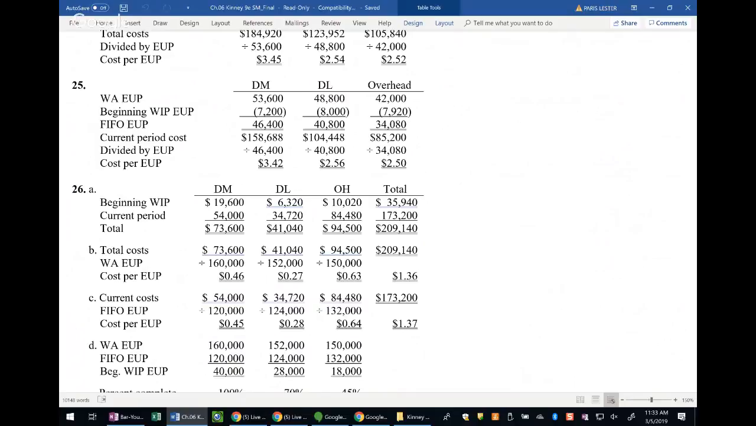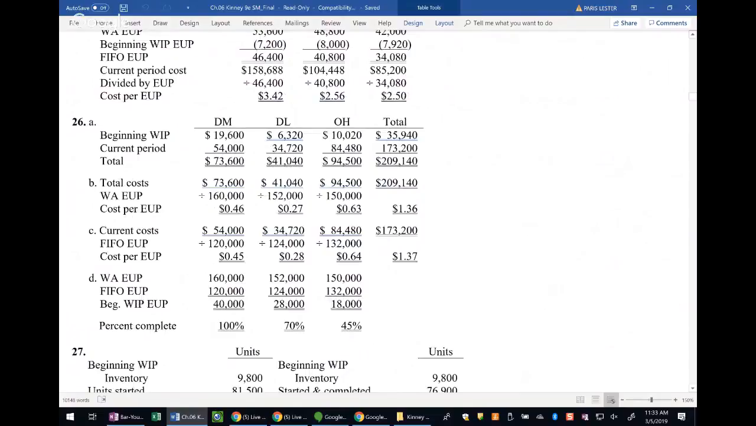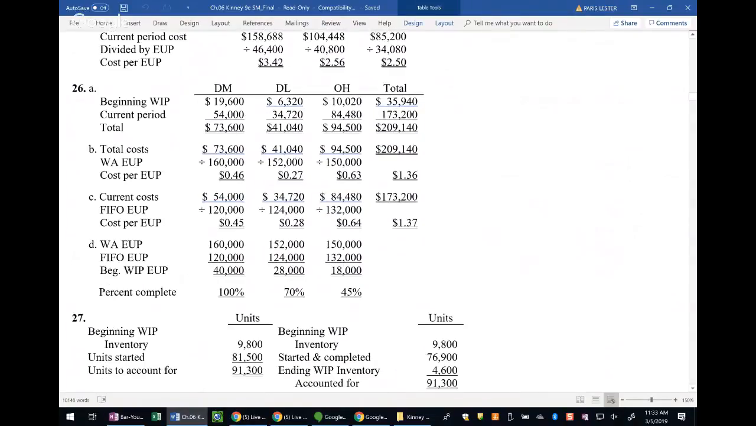Pretty close, isn't it? Now, if you take 160 weighted average, the 120, that leaves you 40. 40 difference in the two methods. All right, there's 28 difference in the two methods. And then there's 18 difference. So that problem was not hard. They gave you the equivalent units. You had it made.